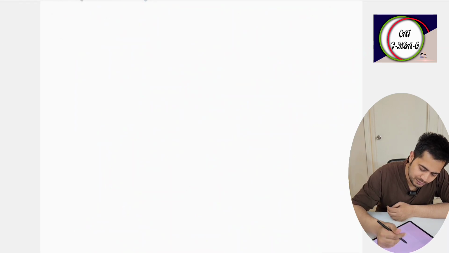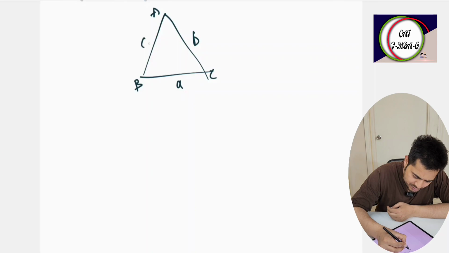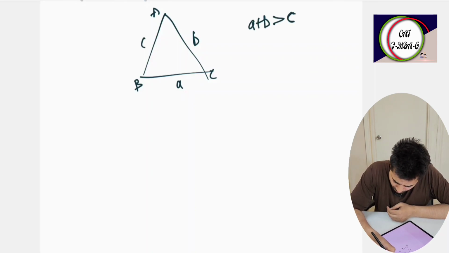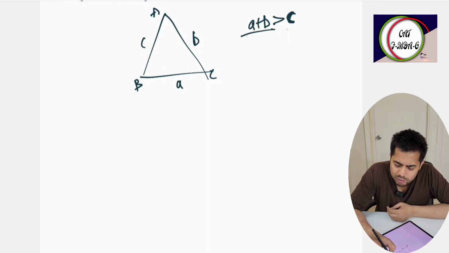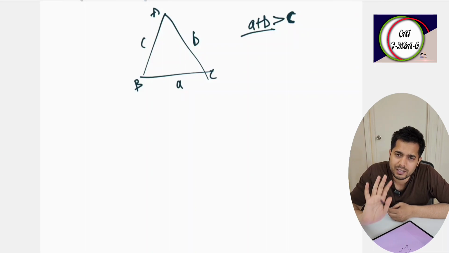Another trick, you always remember that. Let us say it is a triangle A, B, C. This is side A, this is side B, this is side C. The sum of two sides is always greater than the third side, whatever be the side. Then only a triangle can be formed, otherwise a triangle cannot be formed.